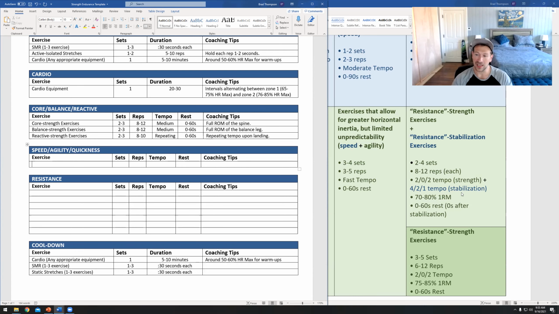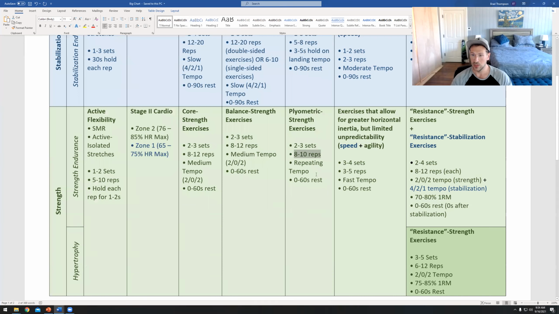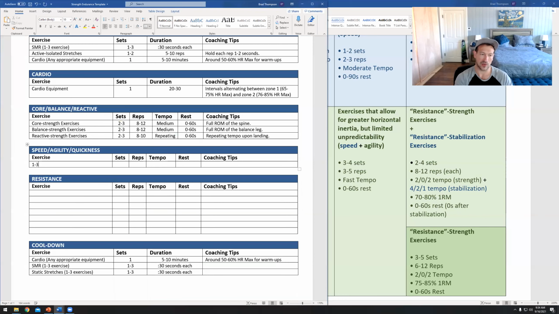For our speed, agility, and quickness exercises in the strength level, now we are incorporating a little bit of greater horizontal inertia, but still limiting that unpredictability, right? Now we are getting into a little bit of a directional change, like multi-directional speed, right? So you're going to pick somewhere between maybe 1 to 3 exercises.